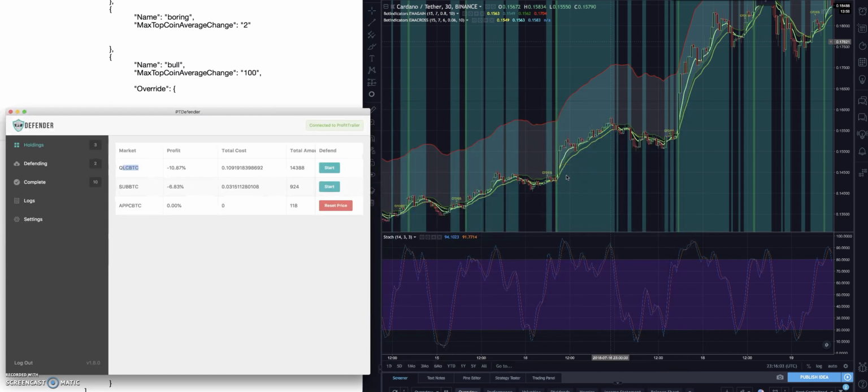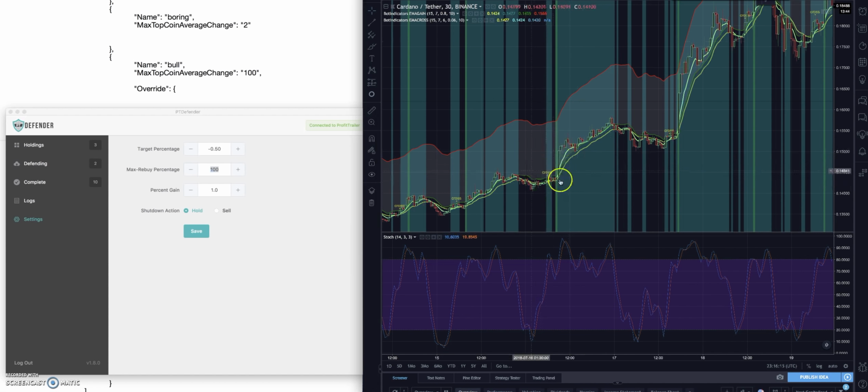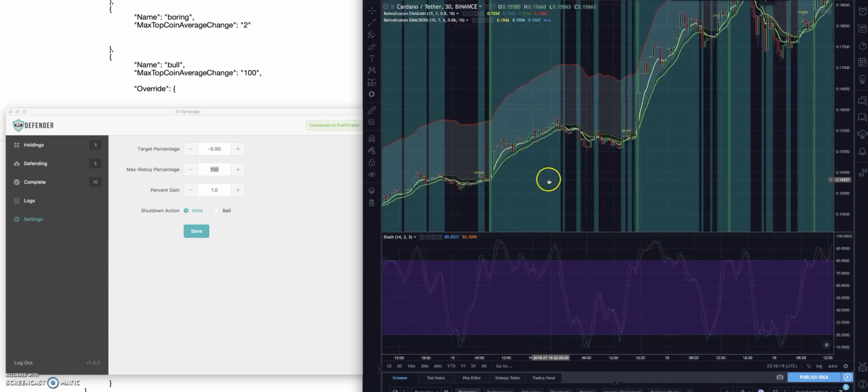That is extremely good news for you, because whatever the settings are, with the max rebuy percentage of 100, you may make 5 to 10% on your round one coin purchase, because you're buying in at a very opportune time, getting rid of that bag, making 5, 10%.